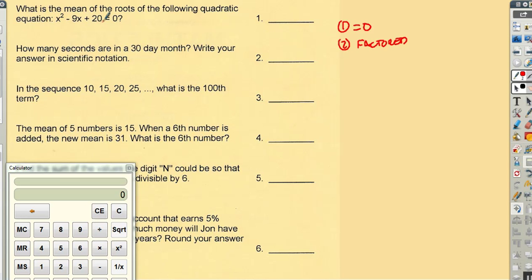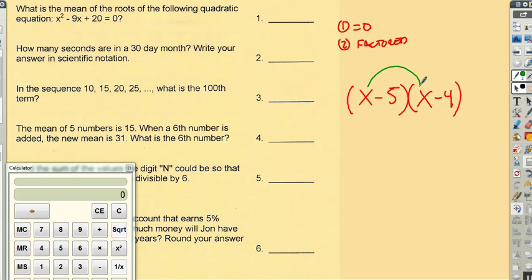So to get this in factored form, you're going to have to ask yourself, what times what is 20 but adds together to make -9? So -5 and -4. So we have x minus 5 times x minus 4. All right. And I can prove to you that these are equivalent, and you don't have to do this in the competition, but I'm going to do it now anyways.